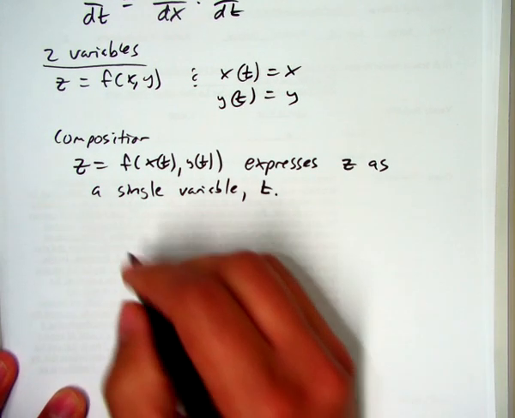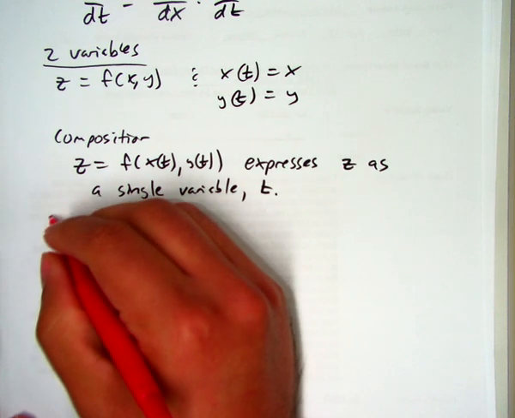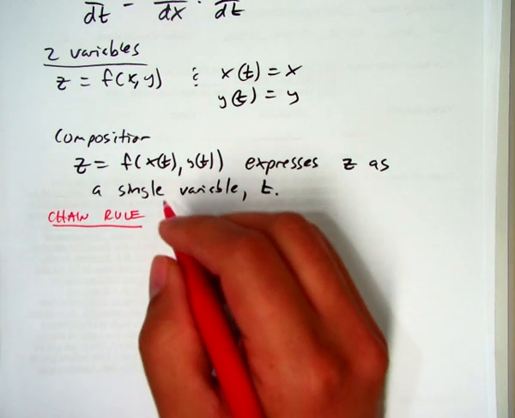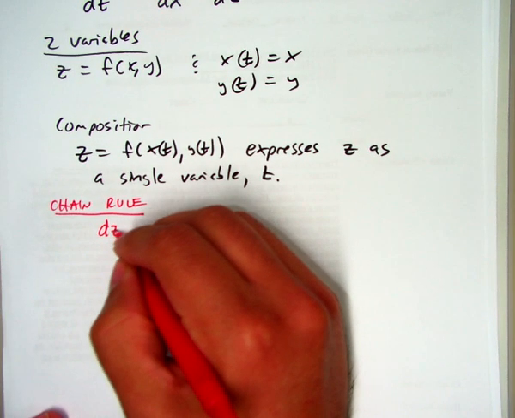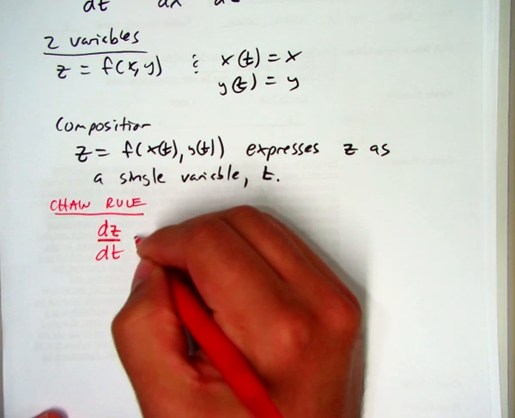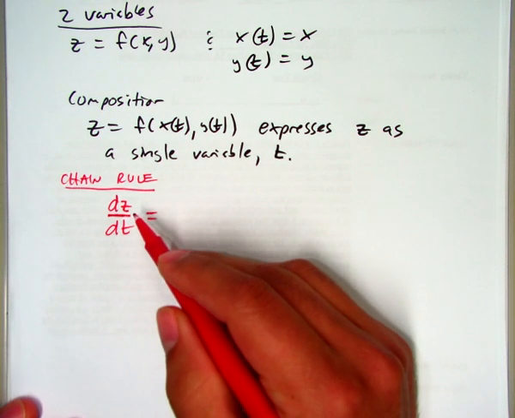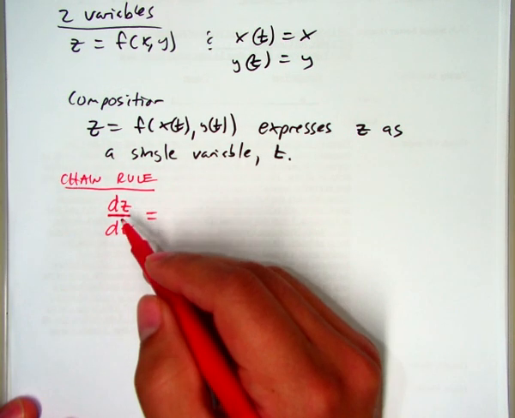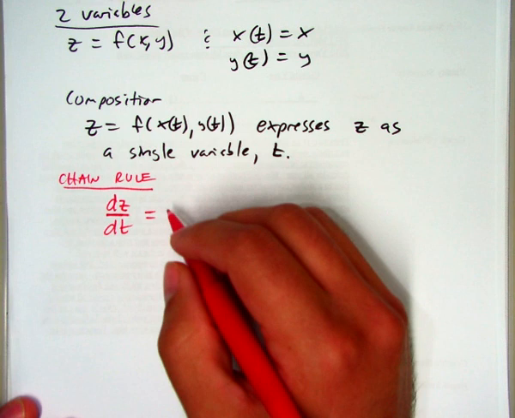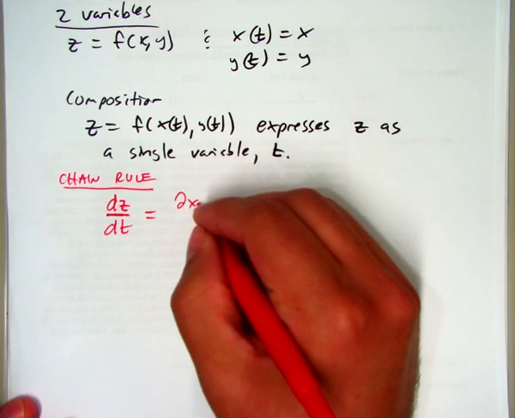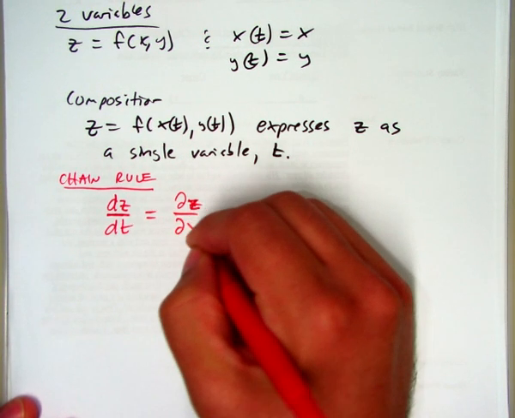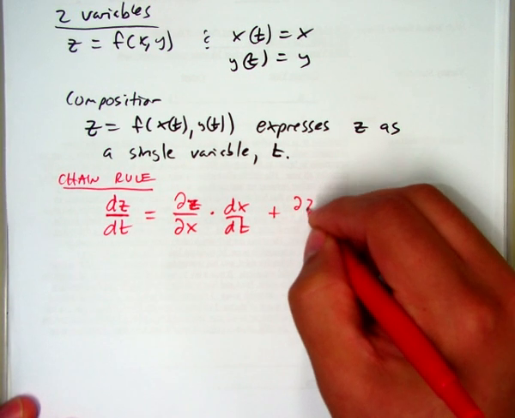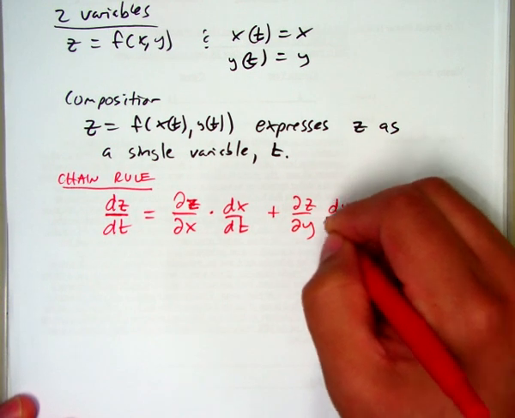The chain rule for this situation is dz dt, and we say just not a partial derivative here because if z is expressed as a single variable, then it's just dz dt now instead of partial z or something like that. So dz dt will be partial z partial x times dx dt plus partial z partial y dy dt.